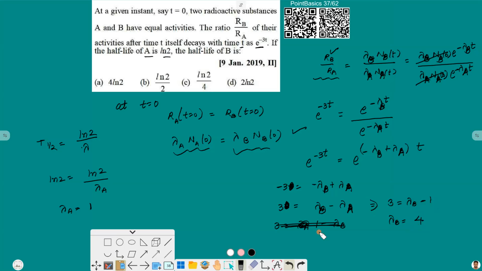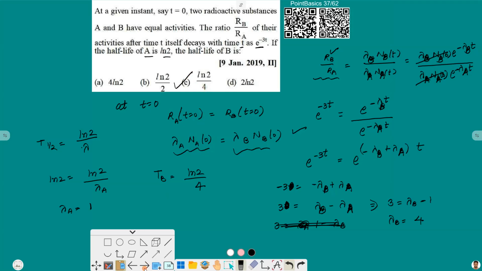Now this is right. So if lambda B is 4, now I can calculate the half-life of B. So half-life of B will be ln2 by lambda B, that is ln2 by 4. So option C is the right answer here.